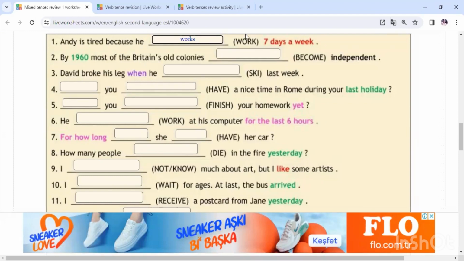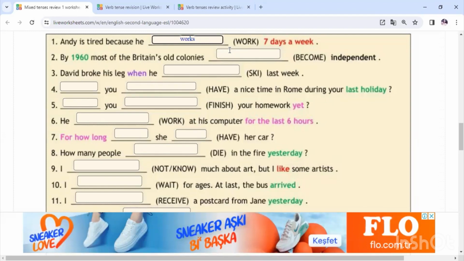By 1960, most of the Britain's old colonies became independent. Became independent. Çevireyim mi hocam?